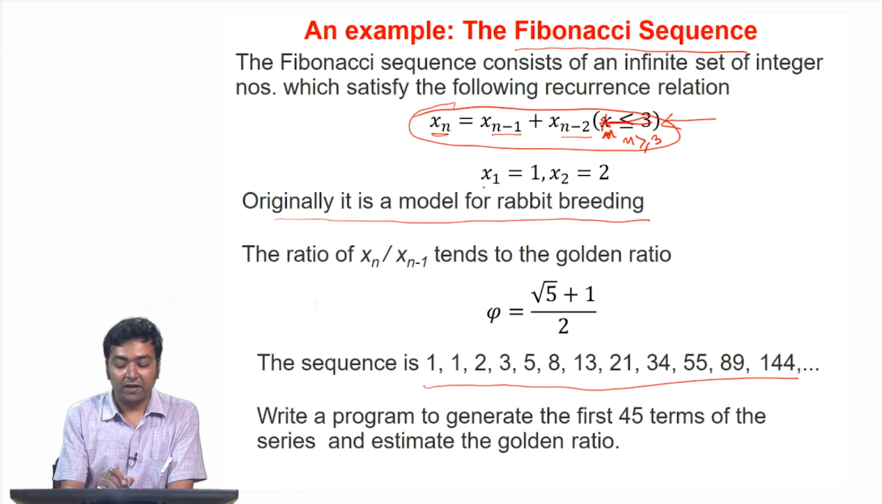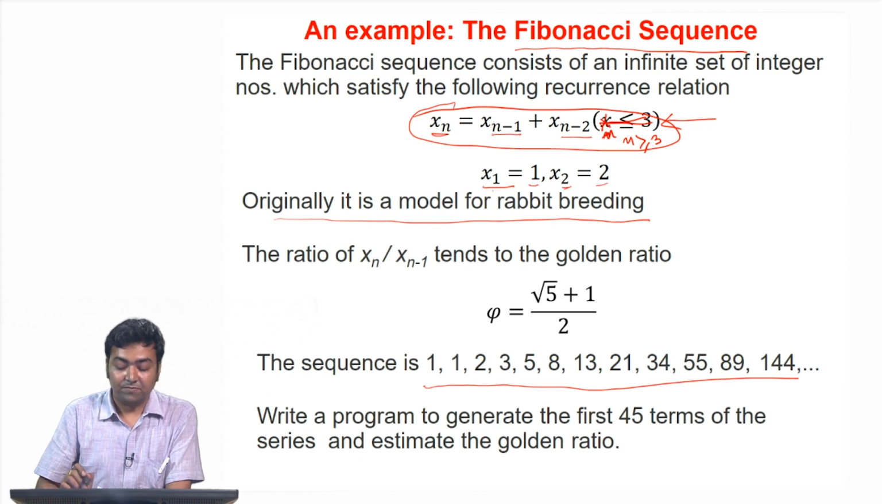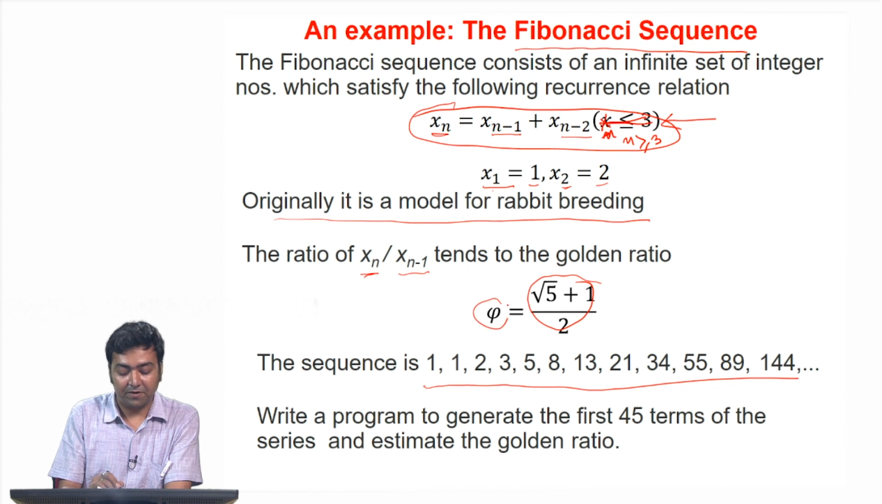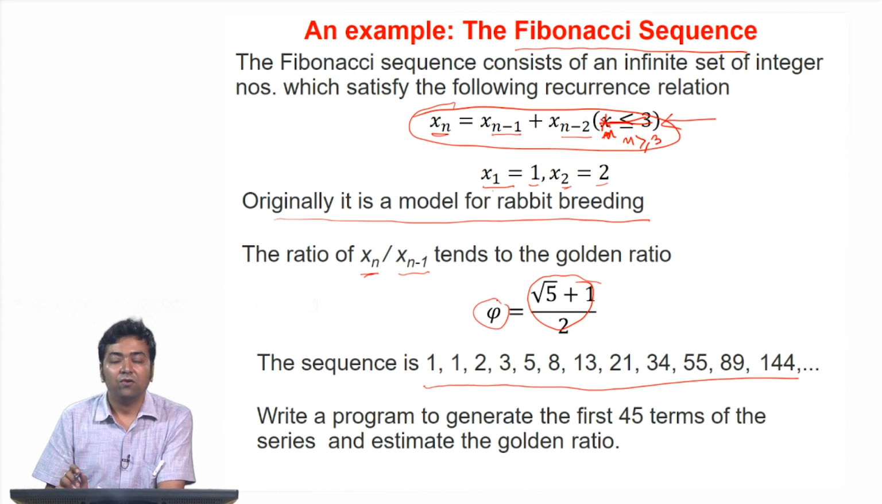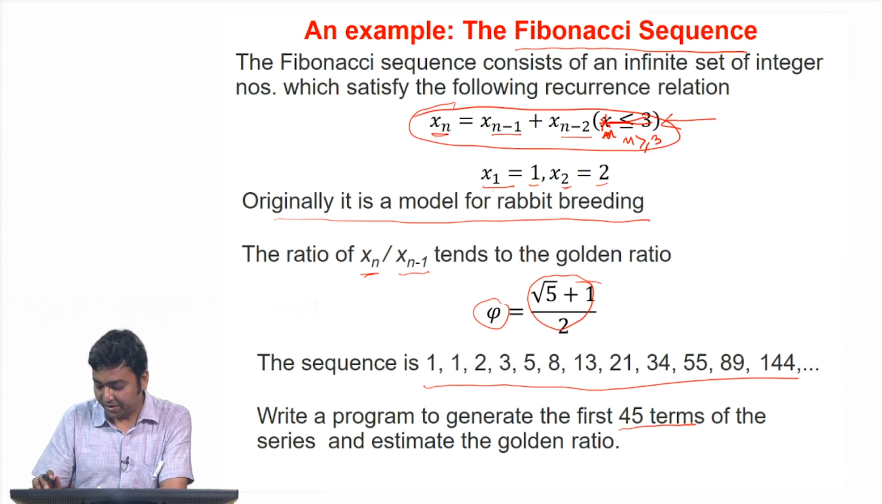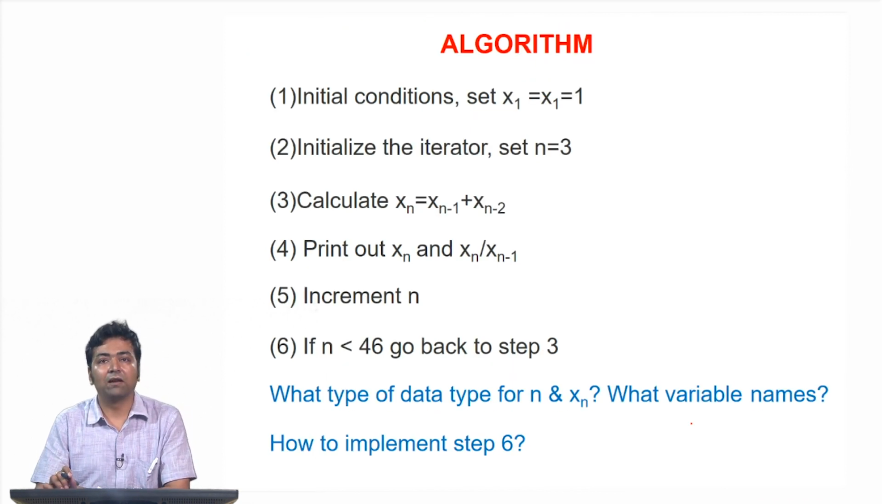My x1 and x2, that is n equals 1 and n equals 2, are already set to 1 and 1. Another interesting property of this series is that the ratio of xn and xn minus 1 always gives this number called the golden ratio, phi. So, we are going to write a program that generates the first 45 terms of the series and estimates the golden ratio. So, how do we do that? Here is the algorithm.